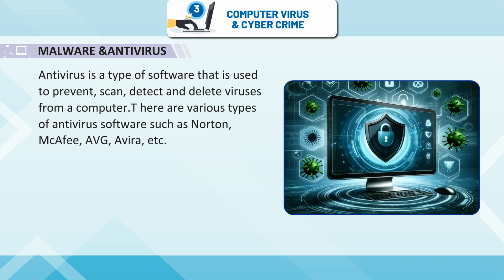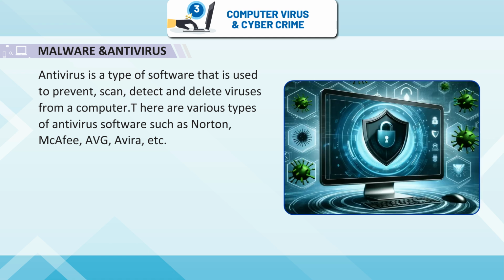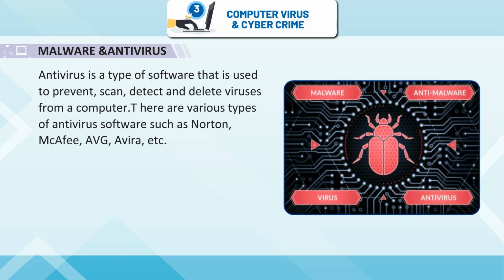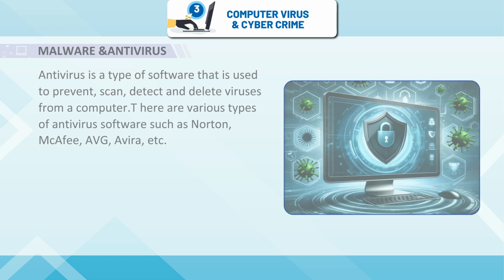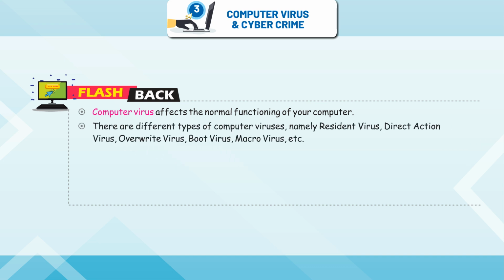Antivirus is a type of software that is used to prevent, scan, detect, and delete viruses from a computer. There are various types of antivirus software such as Norton, McAfee, AVG, Avira, etc. Flashback. Computer virus affects the normal functioning of your computer. There are different types of computer viruses, namely resident virus, direct action virus, overwrite virus, boot virus, macro virus, etc.